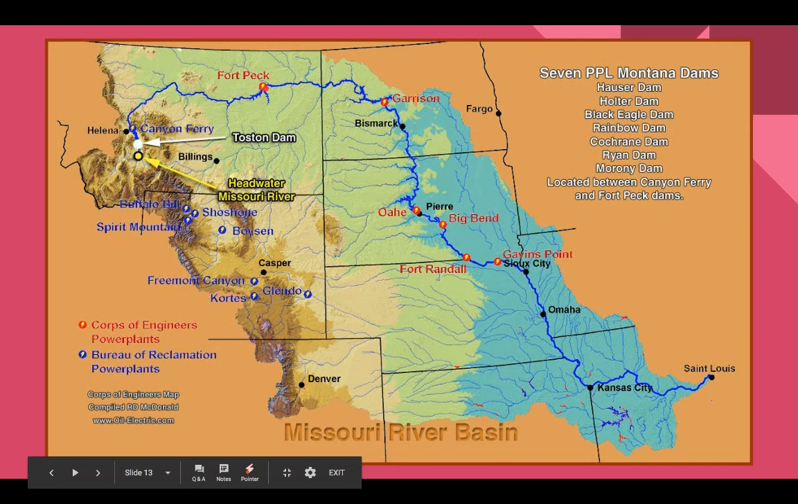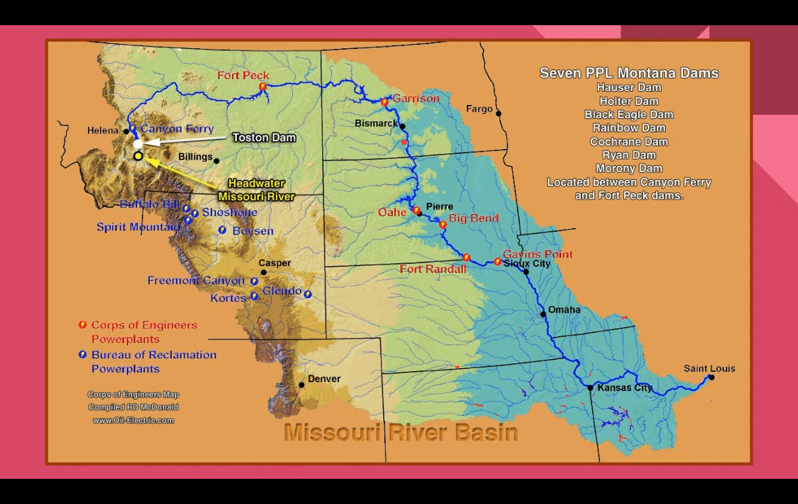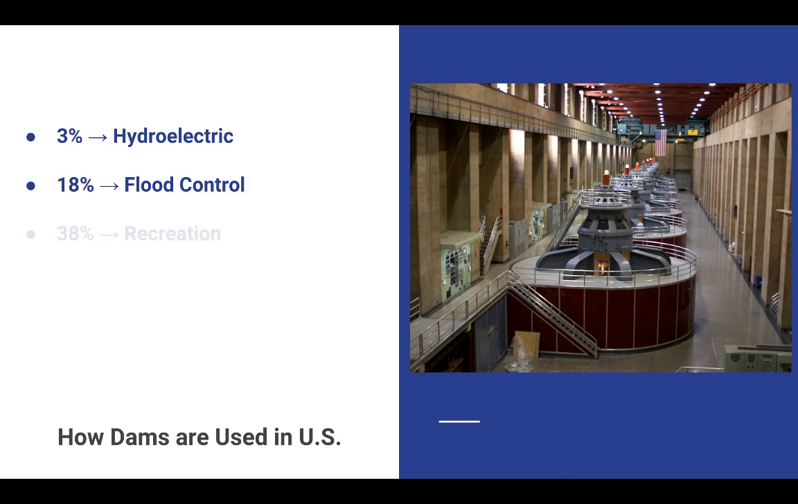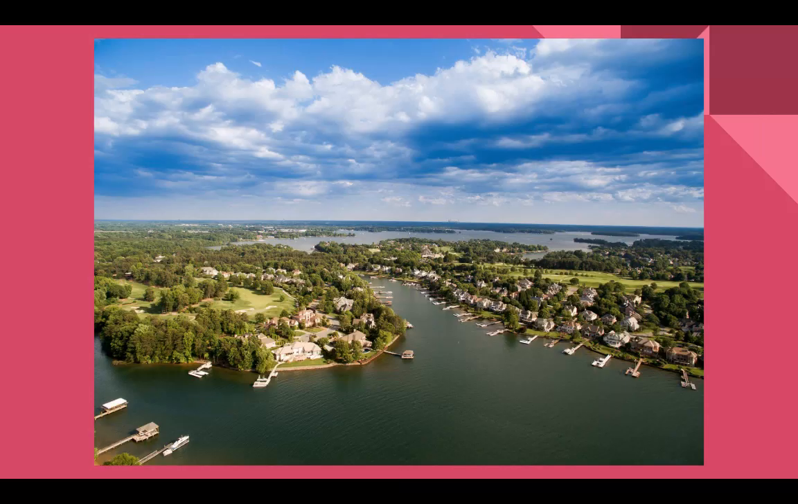And as we go through, you see dams along the way, creating reservoirs, but also using for power plants as well. So how do we use dams in the U.S.? Only 3% are hydroelectric, 18% are used for flood, and a lot of them are used for recreation. It's important to point out, though, they're also used just to create scenic lakes for housing developments.